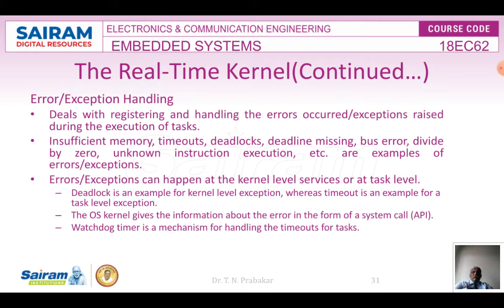And the OS kernel gives the information about the error in the form of a system call and a watchdog timer. Suppose there is any problem, then there's a watchdog timer which will be available. And if the system fails to reset the timer periodically at some specified intervals, then the watchdog timer will try to give an alarm or will kill the total process, right? So there are plenty of watchdog timer functions available there.